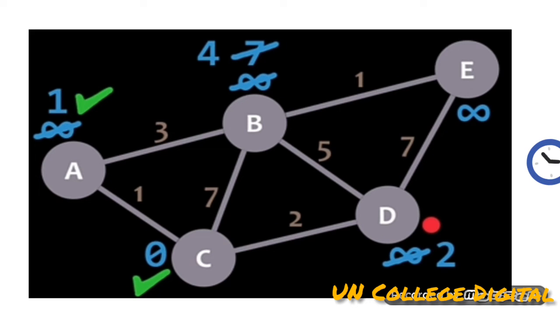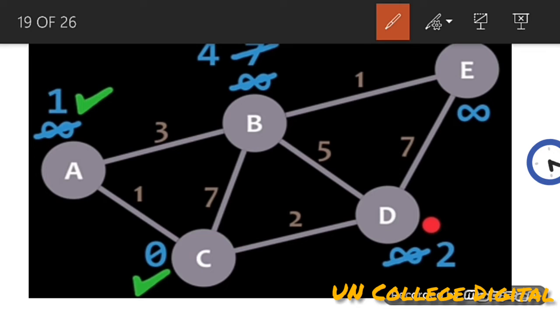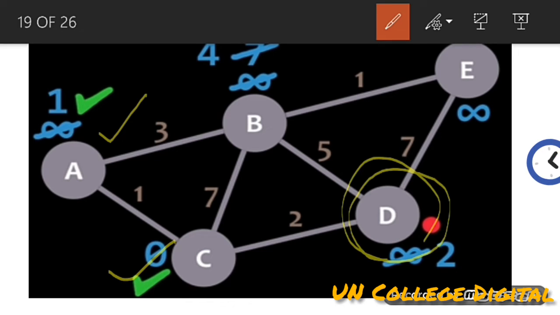Here you can see that we have visited C and A. Previously I have told that whenever we have completed the visit of any vertex, it will be marked with a green symbol. Here you can see that C is marked with a green tick and A is also marked with a green tick, and in this step we have selected D as the source, and now we will check the adjacent vertices and try to find out the minimum weight.